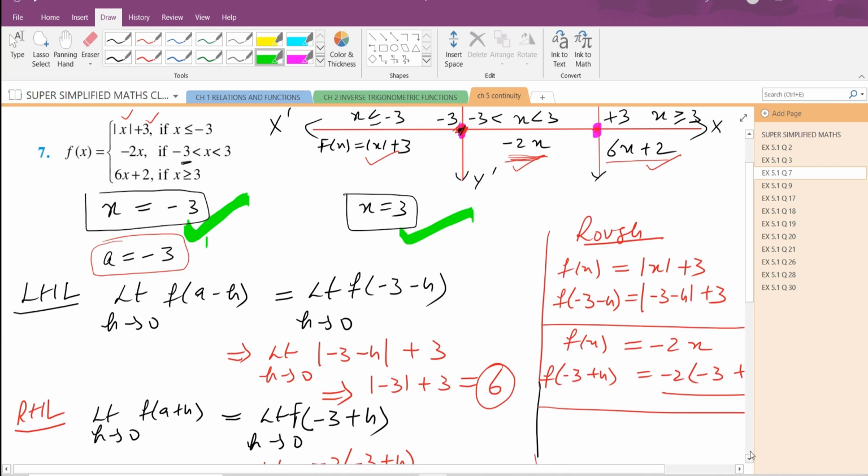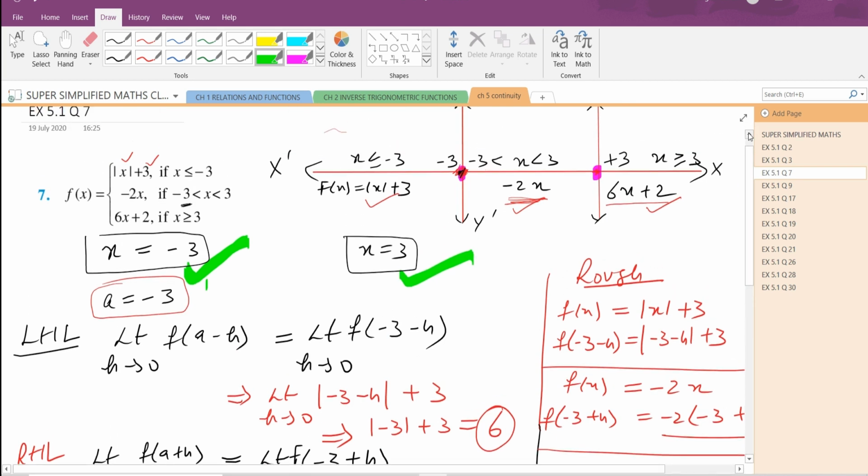Now students, when you check the continuity of the function at the point 3, you again go through this figure. You can see this is the point 3 on the x-axis, and in left of 3 the function is minus 2x, in right of 3 the function is 6x plus 2. So when you calculate the left hand limit at 3, you will take f(x) as minus 2x, and when you calculate the right hand limit at plus 3, you will take f(x) as 6x plus 2.